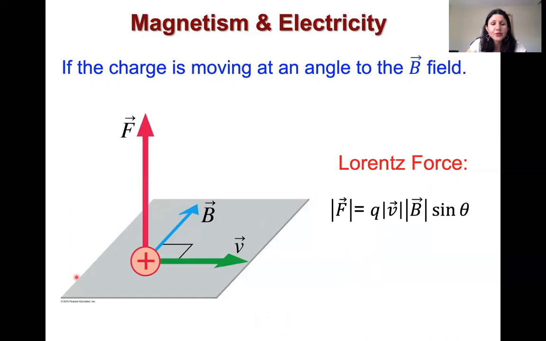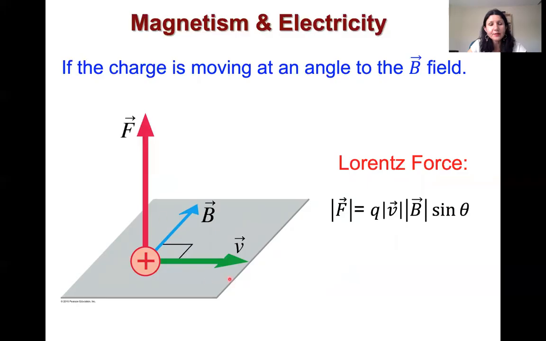if our charge was moving, well, in this picture, it's perpendicular, but in general, at any angle except parallel or anti-parallel to a magnetic field, then there would be a force that that charge would feel in the presence of that magnetic field. That force is known as the Lorentz force, and it obeys this equation. So let's take a look at it.